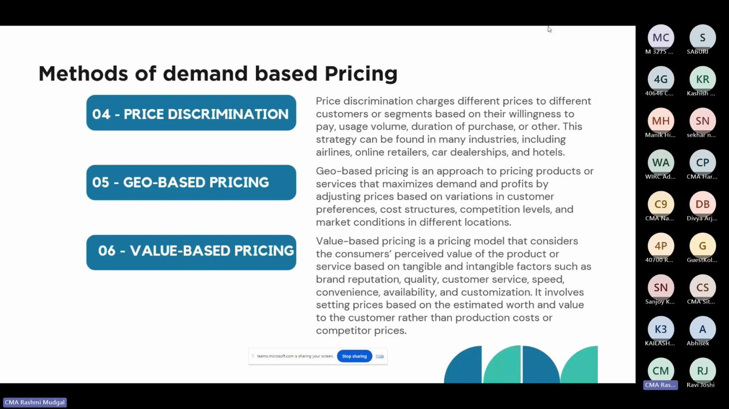So even if other people come, I am not going to go to them for a small premium difference. I'm always going to prefer reputation, quality, and customer service over the price, where a person can charge me a little extra if I'm getting reputation, quality and customer service. So these are the methods of demand-based pricing.